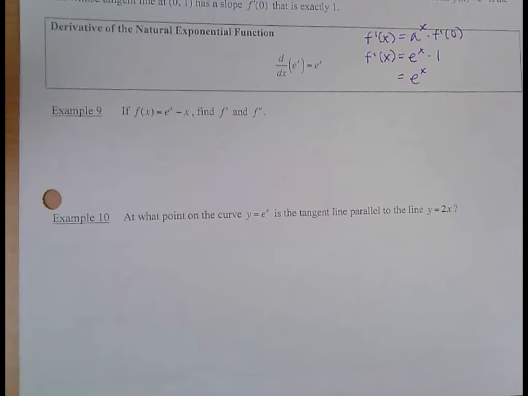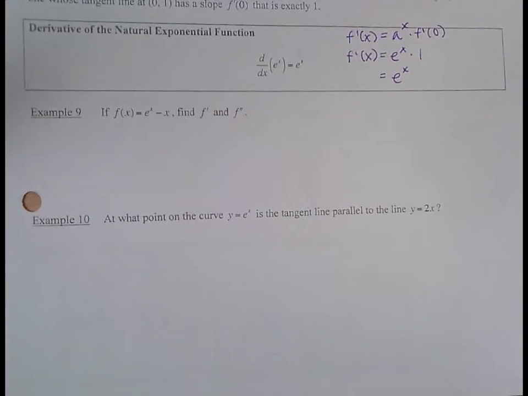And then actually, what I might have you do is try example 10, without me leading you through it at the start. It says at what point on the curve y equals e to the x is the tangent line parallel to the line y equals 2x? I just want you to think about that and try it before I go through it. Give you a chance to think about it before I just tell you what to do. So look at examples 9 and 10 right now, and we'll come back and make sure we all understand both.